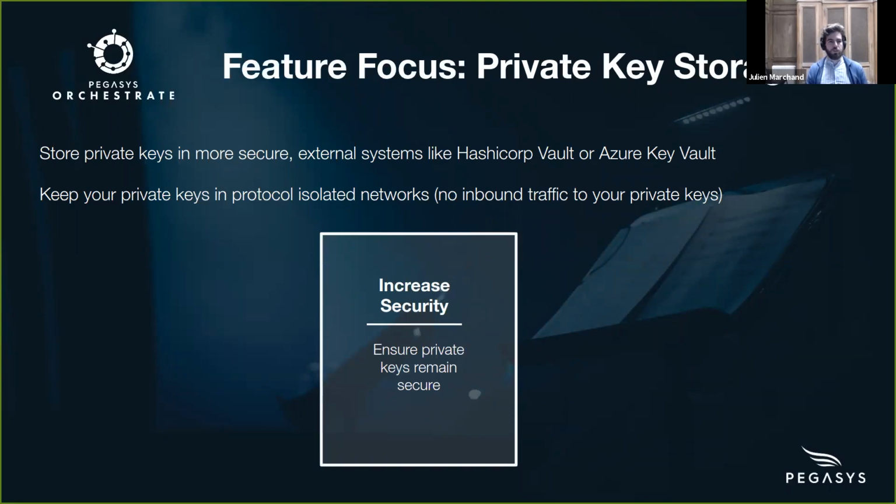Third key element, the private key storage. We have integration with HashiCorp Vault and Azure Key Vault. We have implemented the design that we recommended at the beginning. So we have a key manager that will fetch the transaction request from a message bus, and then have HashiCorp Vault sign your transaction for you in a completely isolated network and with protocol isolation. So it's really a setup that is necessary if you want to do financial asset signature in a regulated environment.